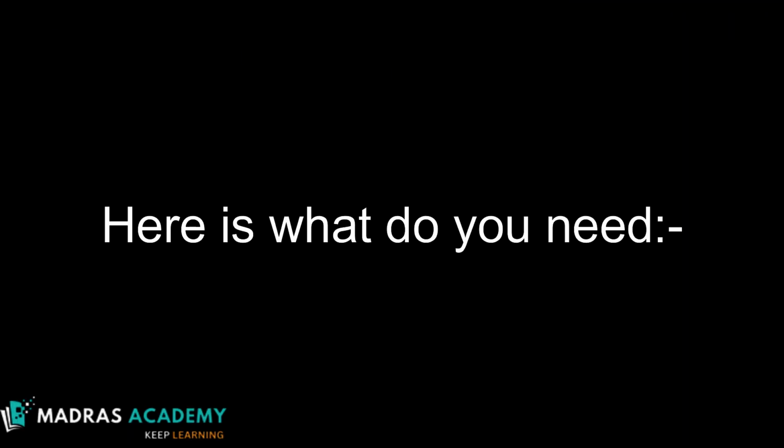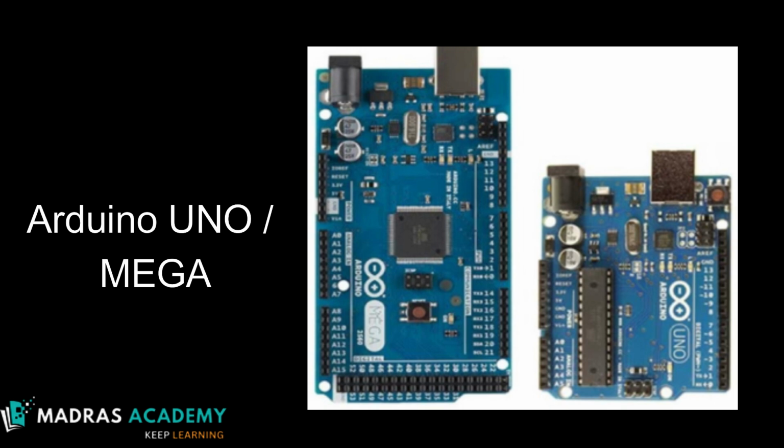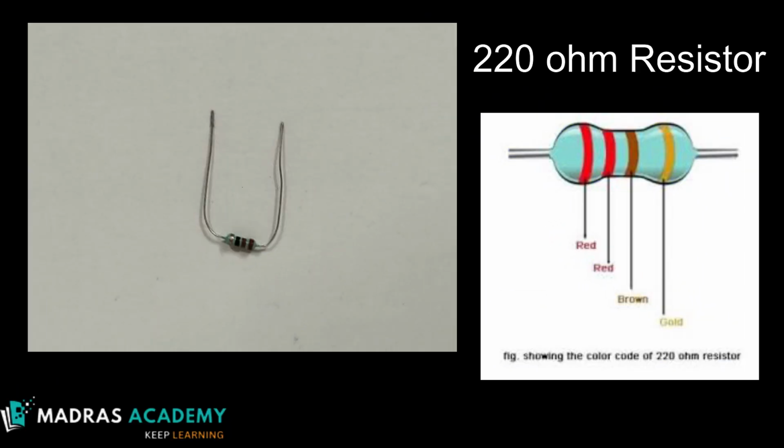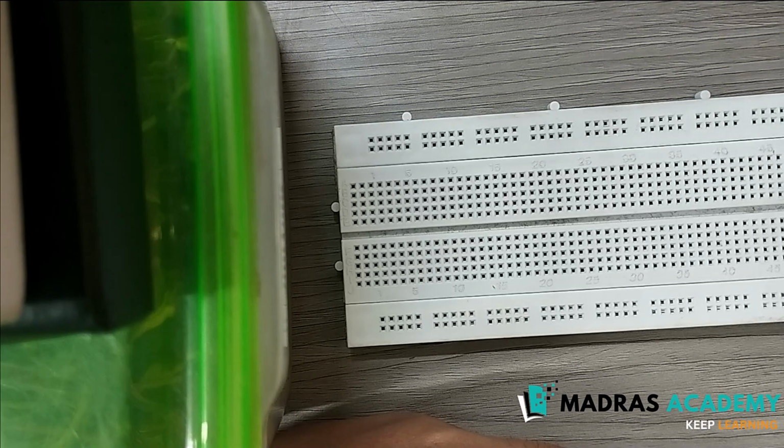Let's get started. Here's what you'll need for this project: an Arduino Mega board, a breadboard, a push button, an LED, a 220 ohm resistor, jumper wires. Now let's connect everything.